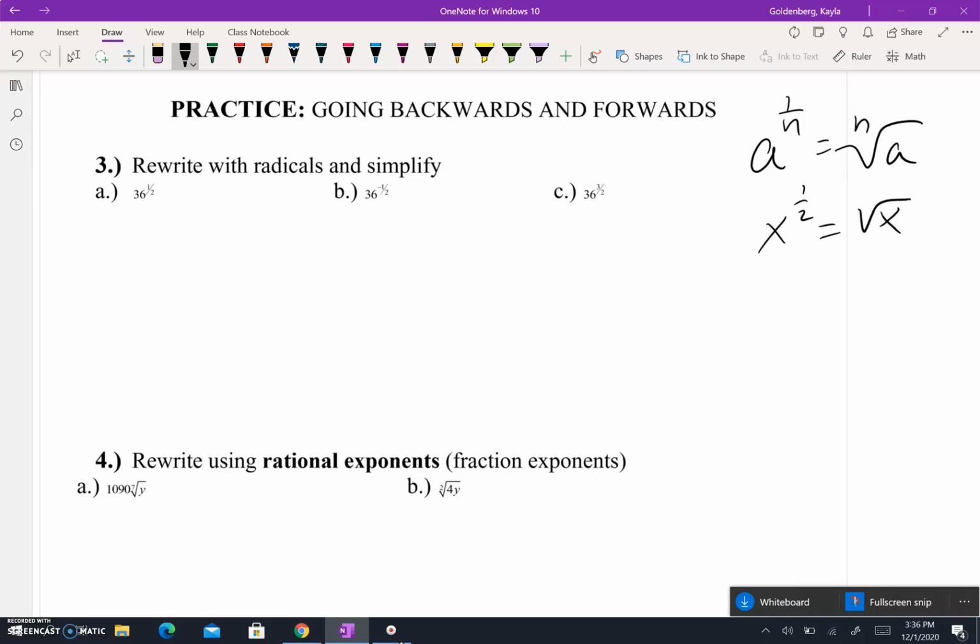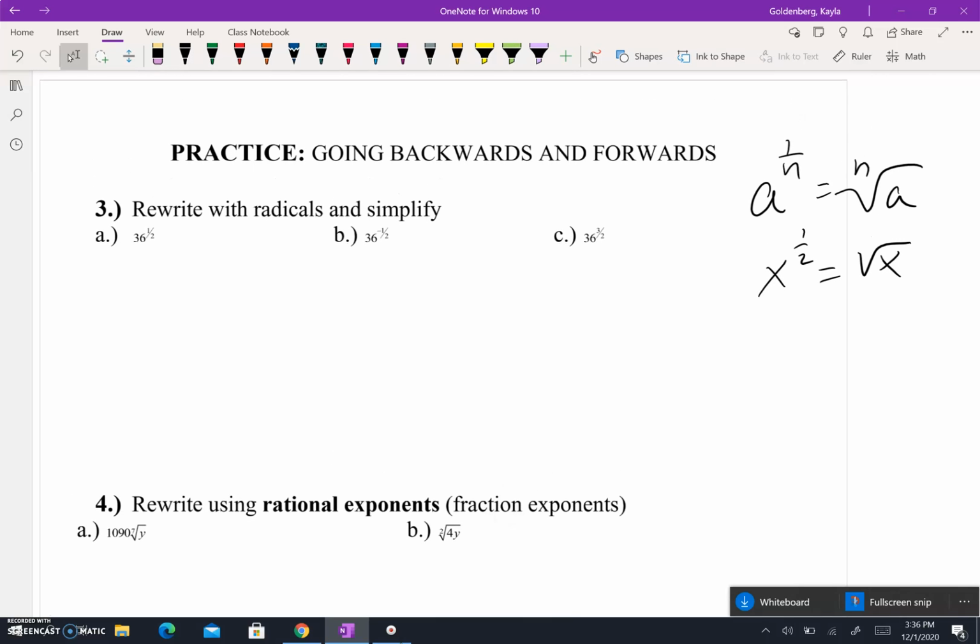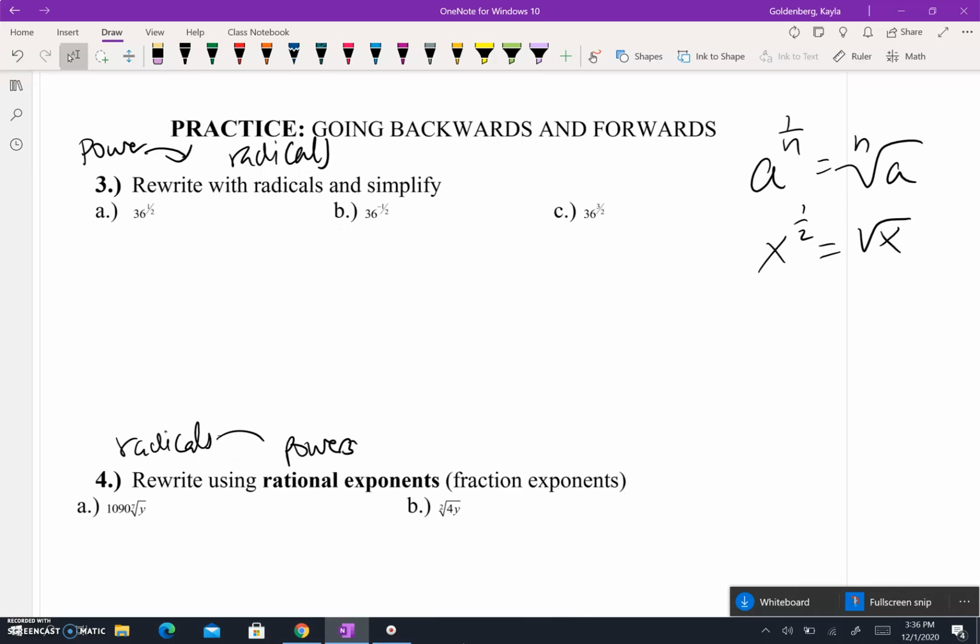So the top one, number 3, asks you to start with the powers and go to the radicals. So this one is asking you to go from powers to radicals, right? And then this one is asking you to go the other way, from radicals to powers or exponents, right? You can kind of see that in the directions. So why don't you pause the video and try to do these with what we have just seen, and then unpause when you're ready to check.